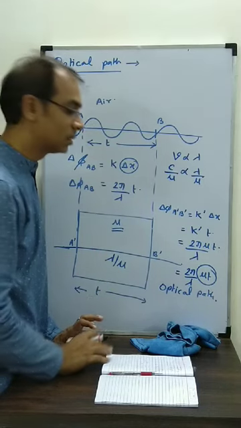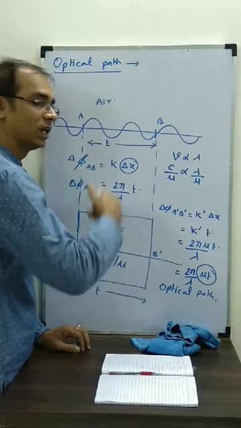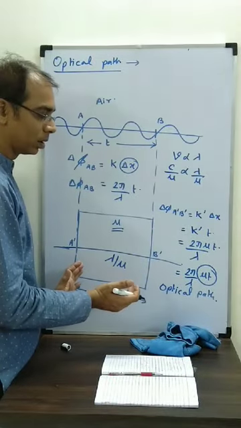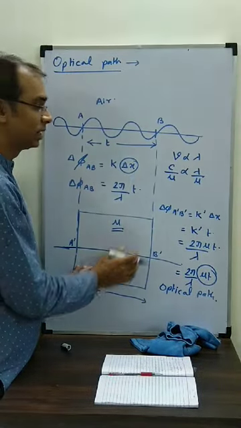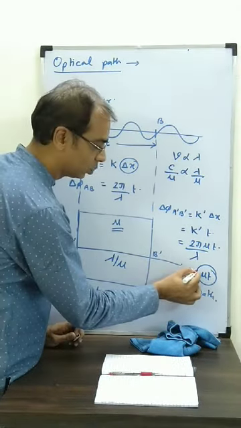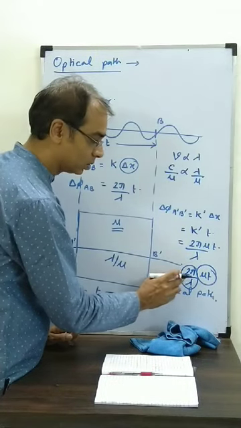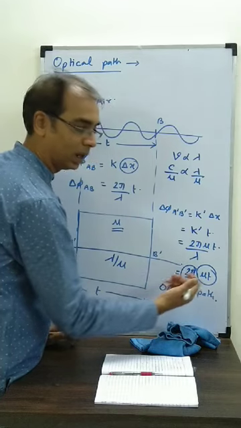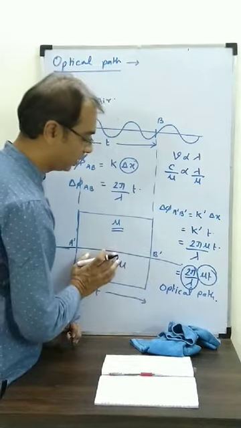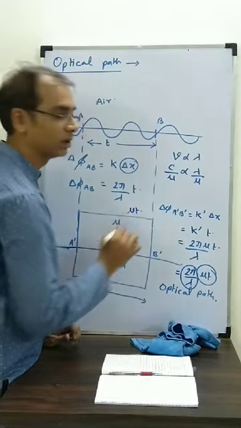Are you able to understand? This is the equivalent distance in air. If I take the same wave in air, how much will it travel? Mu t. So who has traveled more? This is traveling more as compared to air. This 2 pi by lambda is k for air. So when you take this in air, this much is the path traveled by the wave. Here the wave is traveling more path. This corresponds to how much path in air? Mu t path in air.